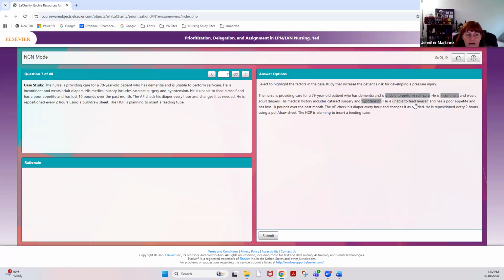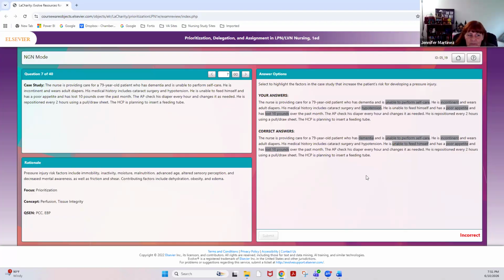He is unable to feed himself. Does that increase his risk for pressure areas? Yes, because he's not getting the nutrients that he needs. That's not what it's asking. I say no. He's unable to feed himself. That doesn't, okay. He has a poor appetite, yes. And has lost 10 pounds over the past month. Yes. All right. So I know exactly what you're saying about the inability to feed himself, but does that make a difference with pressure areas? No. Okay.